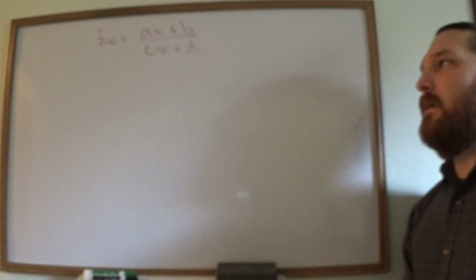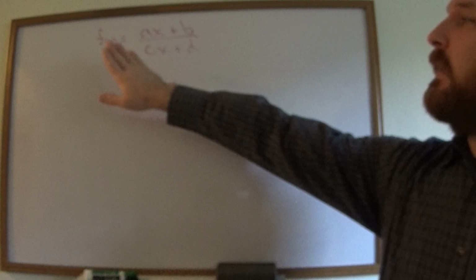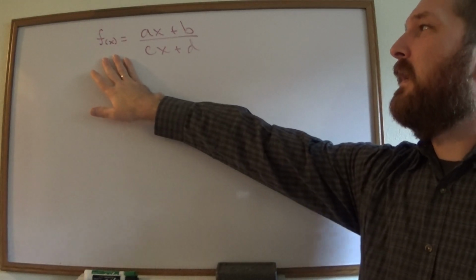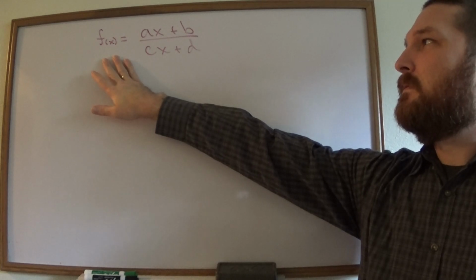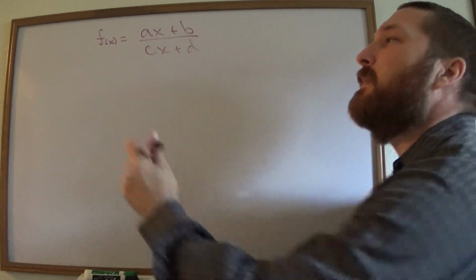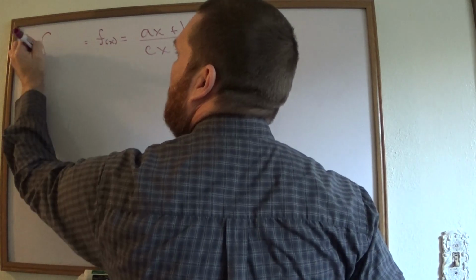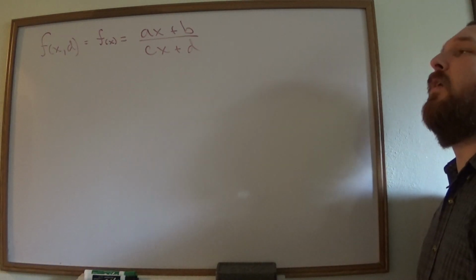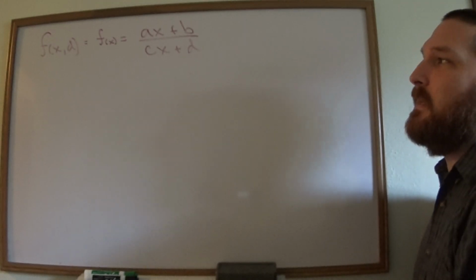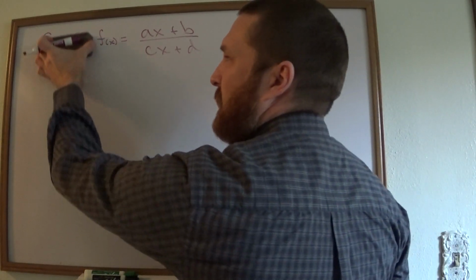Now, usually, if it's written like this, are A, B, C, or D variables? No, they're constants. It would be different if I said something like this: there's a function of x and, say, D. And it's like, oh, D is something we could change, and so on. But usually it's just like this.